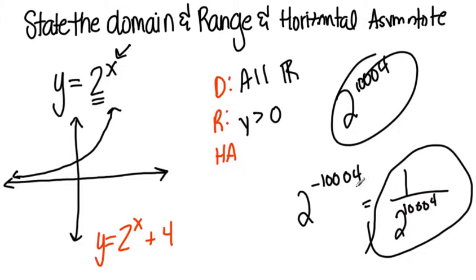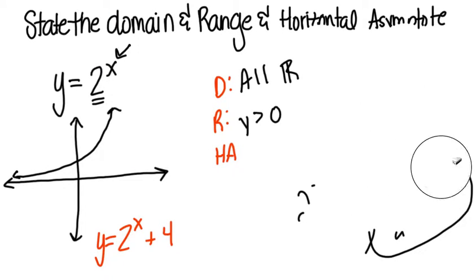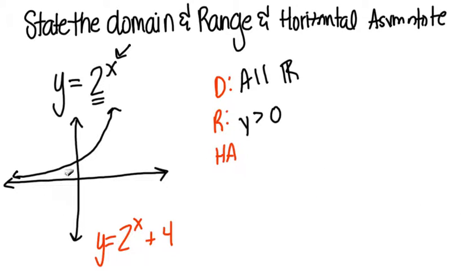Are you with me? So what is my range? It's y is greater than 0 because I'm going to get really, really close to that, but I never touch it. So what's the asymptote? Y equals 0. It's a line, and it's going to be y equals 0 because that line gets really, really close to 0, but never, ever, ever touches it. Are you with me?